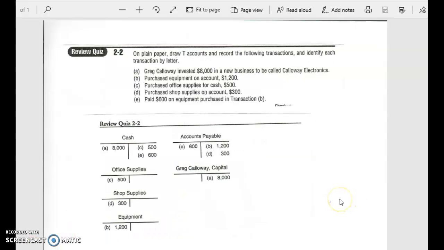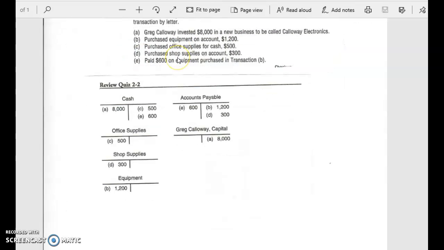Okay, so now let's look at an example of T accounts. Here is a review quiz that's shown in your textbook, and I just copied it over as a review. But on the directions here, it says on plain paper, draw T accounts and record the following transactions and identify each transaction by letter. So that's what we will do. There are 5 transactions here.